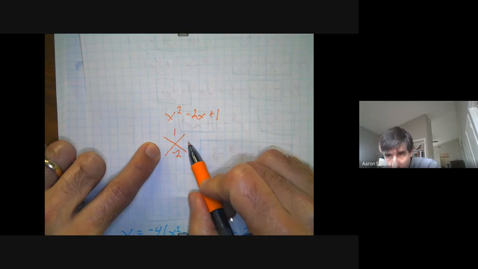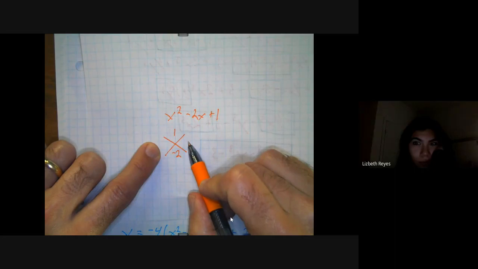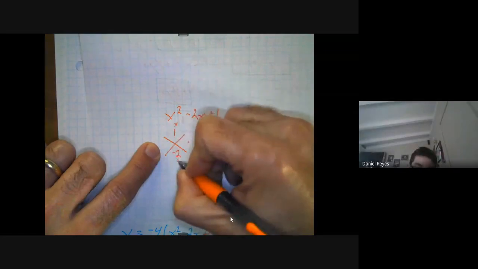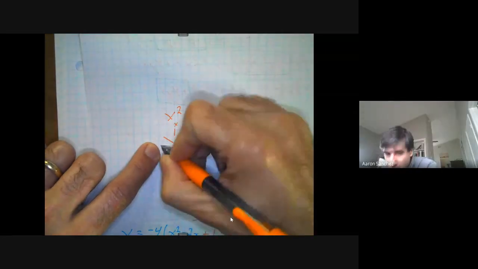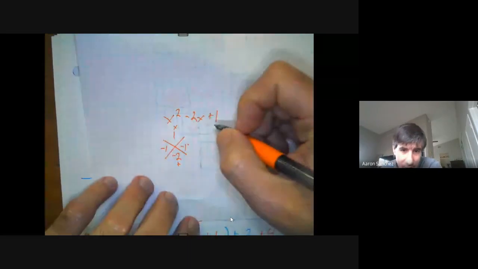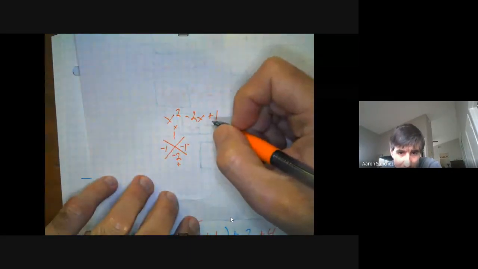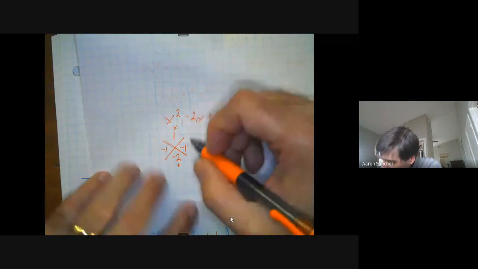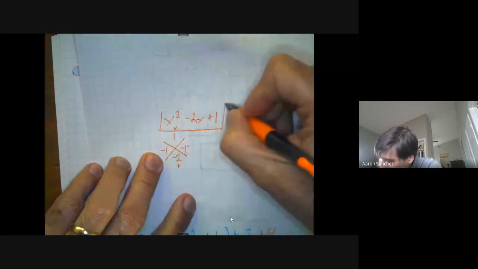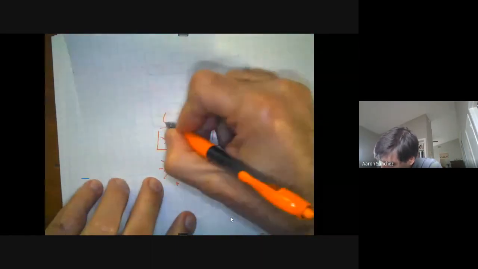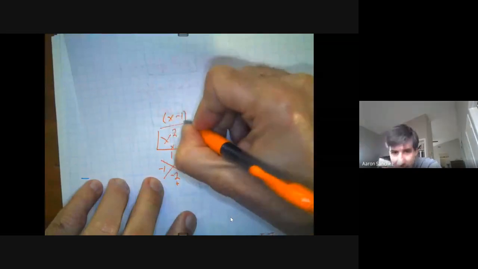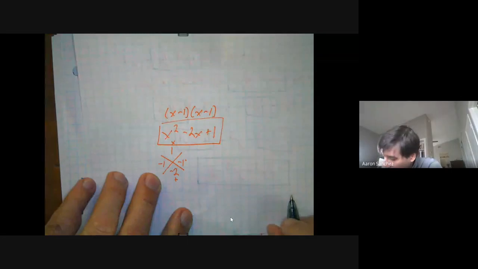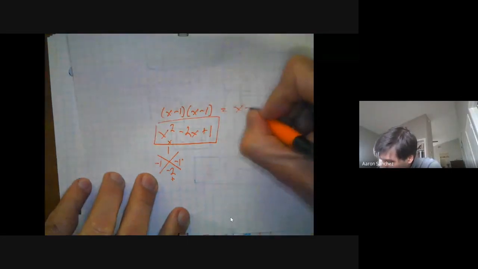Someone yell it out. It has to multiply and equal this. Negative 1. Negative 1 is what you meant to say? Yes, that's right. Negative 1 times negative 1 is positive 1. Negative 1 plus negative 1 is negative 2. That means that if I factored it, it is equal to x minus 1 times x minus 1. You guys remember how to do that? And x minus 1 times x minus 1 is x minus 1 squared.